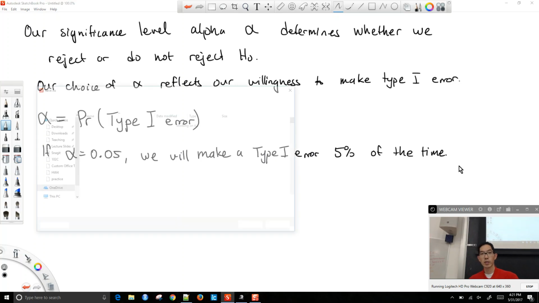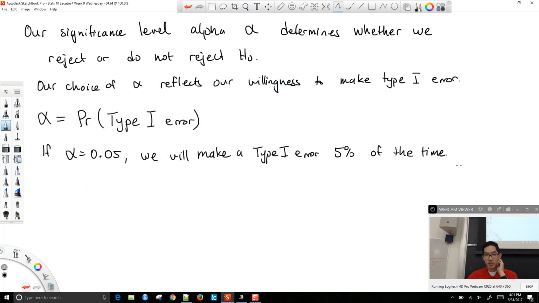You might be thinking, well, I don't want to make a type 1 error. Why don't I just make a small alpha? If alpha is the risk of making a type 1 error, why don't I just pick alpha to be 1%? So now I only have a 1% chance of type 1 error. Or why don't I choose alpha to be 0, so I have a 0% chance of making a type 1 error? Well, what happens is that if we lower our alpha, we increase the risk of making a type 2 error.